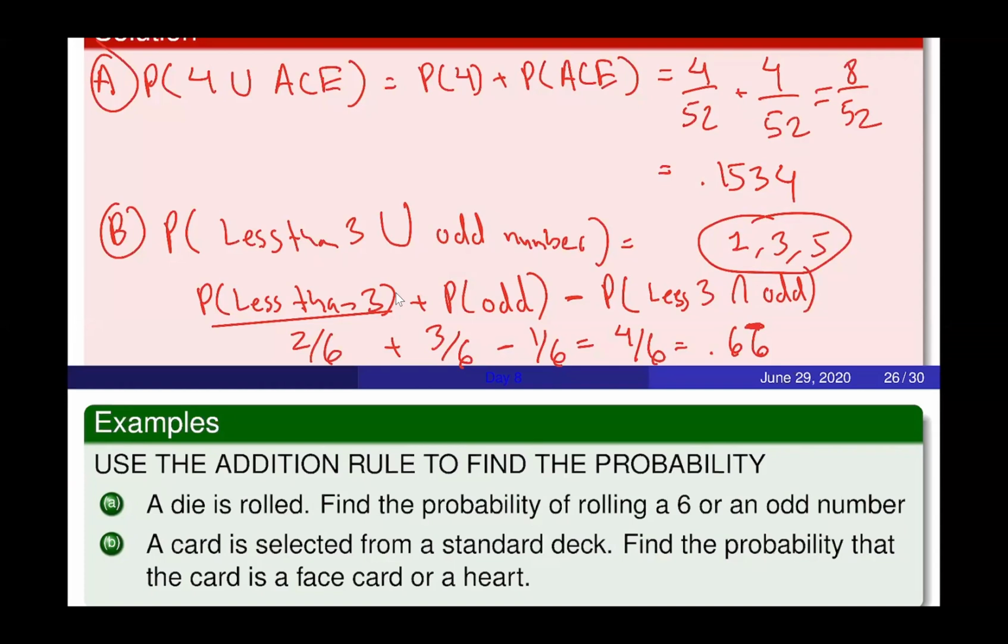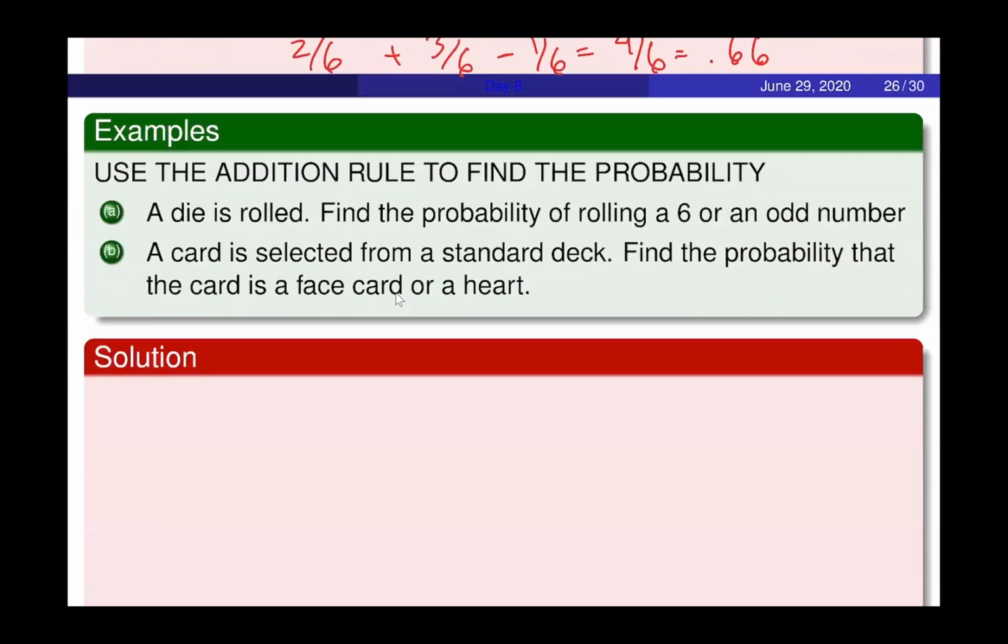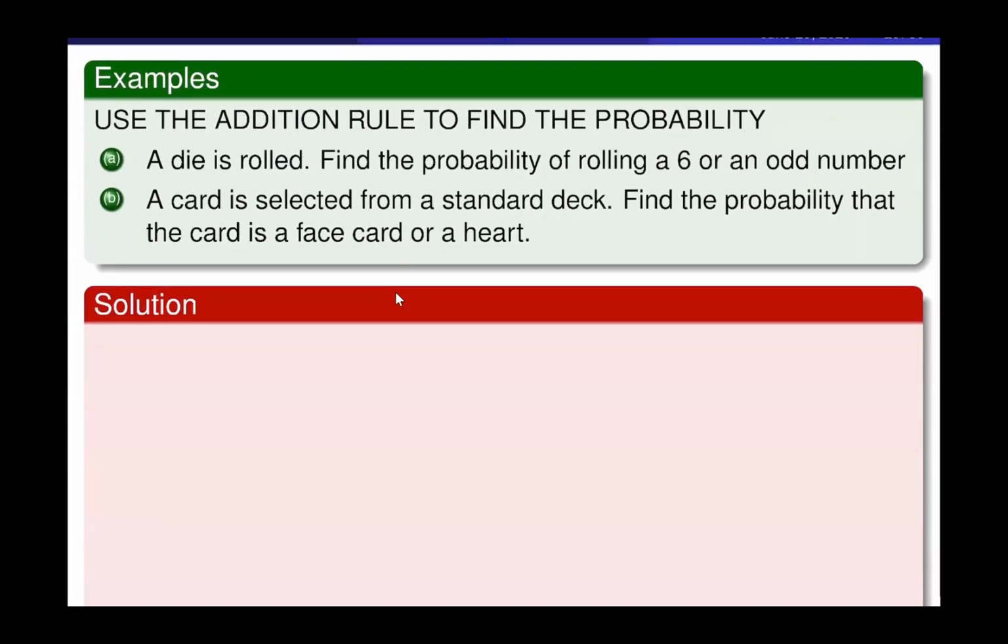Yeah, so we're gonna do one more and then we'll stop and continue this tomorrow, because this one is a pretty long lecture. All right, so for part A, it says a die is rolled, find the probability of rolling a 6 or an odd number. So we want a 6 or an odd number.